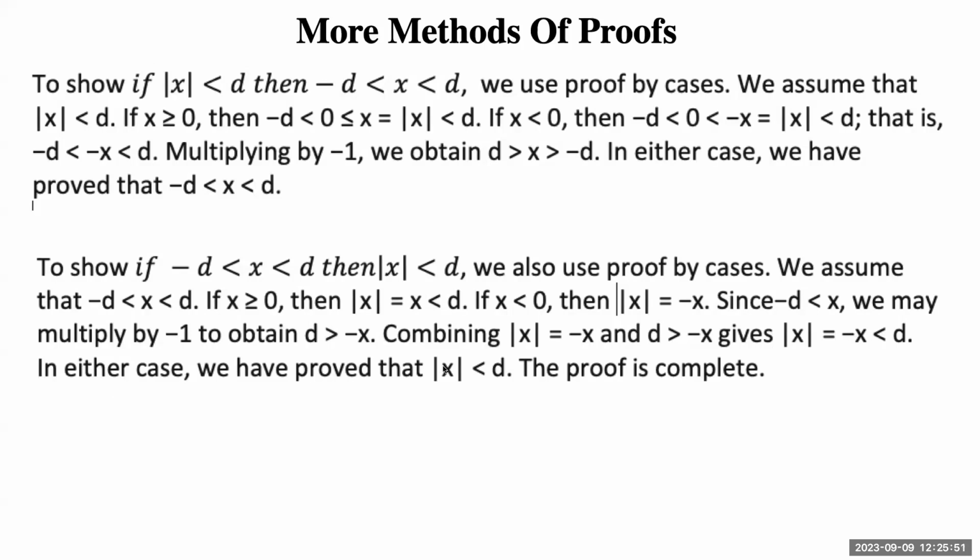In either case, we prove that absolute x is less than d. So that completes your proof. Okay. So now you've shown it both ways. So when you do an if and only if proof, you have to break it into two cases. If P implies Q, you prove that, and then you have to switch around. If Q implies P, you prove that.